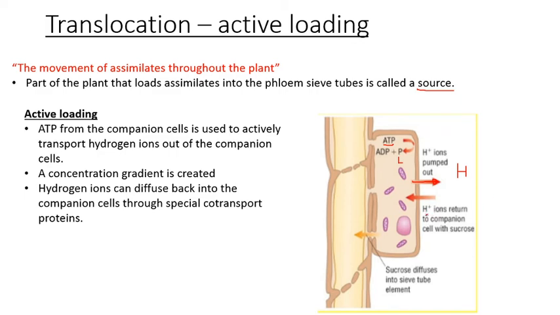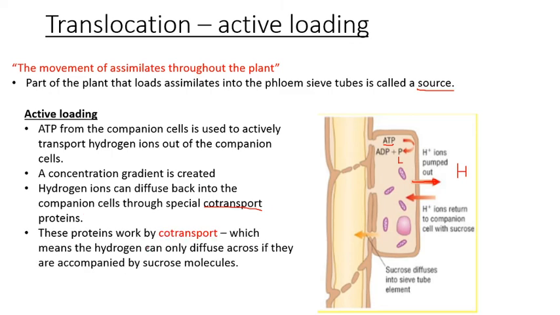Being a polar ion, obviously it's not going to be able to just diffuse straight away across the non-polar fatty acid tails of the phospholipid bilayer. Instead, it will need to do facilitated diffusion. The special protein that does facilitated diffusion in a companion cell is actually a special co-transport protein. It's a protein where the hydrogen ions can diffuse across, but they can only diffuse across if they take a molecule of sucrose with them.